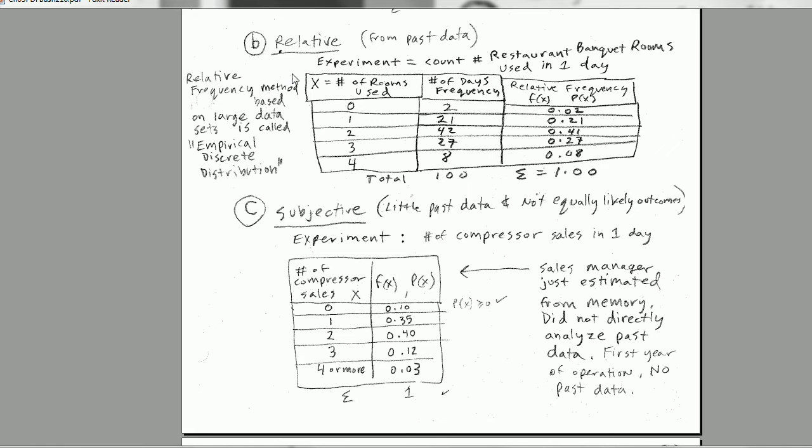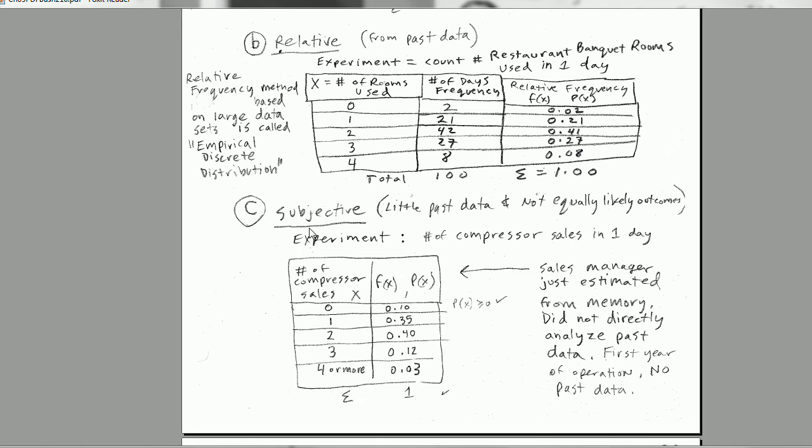Now, the relative frequency method, when lots of data is used, is called an empirical discrete distribution. We can use this to make predictions. The probability that we're going to use 2 rooms is 0.41. The probability that we're going to use 2 or 3 is 69%.